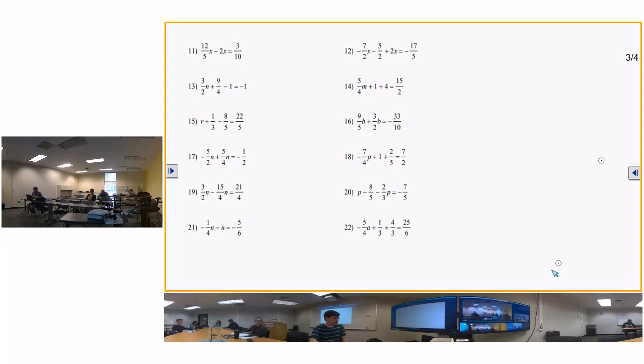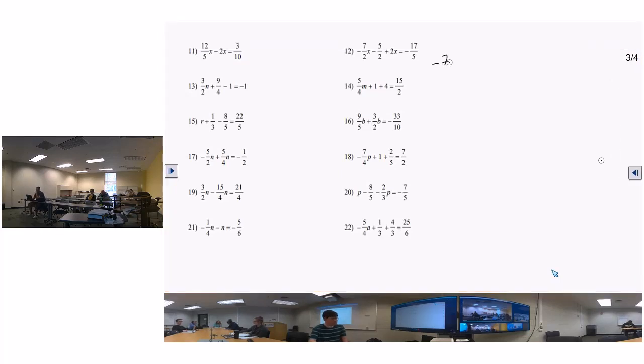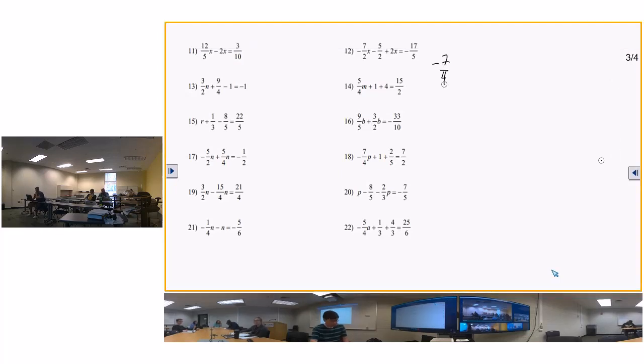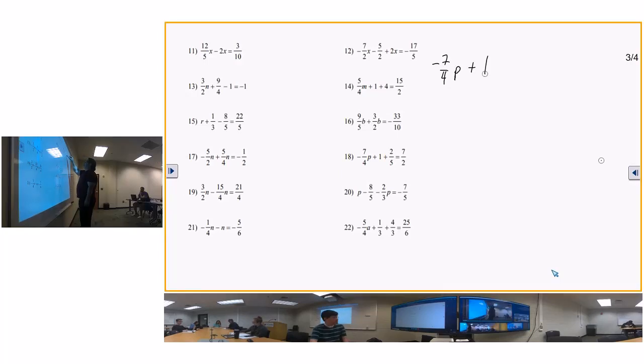So here we go. I don't want to forget which one. 18. Negative 7/4 P plus 1 plus 2/5 is equal to 7/2. All right, that means you go through and multiply by the common denominator to clear the fractions. Or like I said, you can just sit there and stare at it and eventually quit.